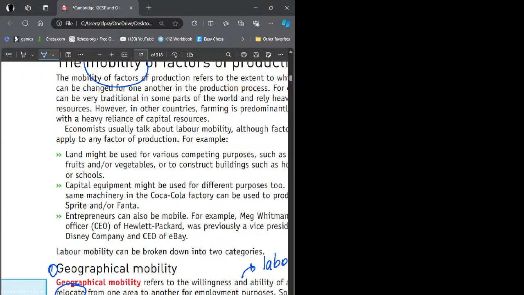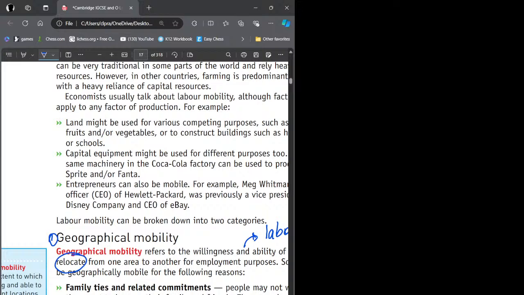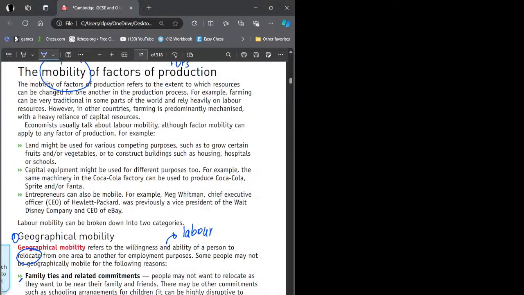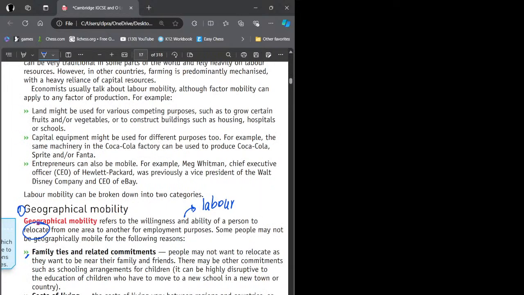Now, why would a person not be geographically mobile? We have family ties and related commitments, and we could have cost of living. When we talk about family ties and related commitments, let's say that you live in Kenya and you want to move to Ghana for employment purposes, but you cannot leave because you have a child who is very young and cannot go to a different country where you have no relatives or something like that. That will make you stay in Kenya and not be able to go to Ghana for employment purposes, right? So that is a reason why people cannot be geographically mobile.